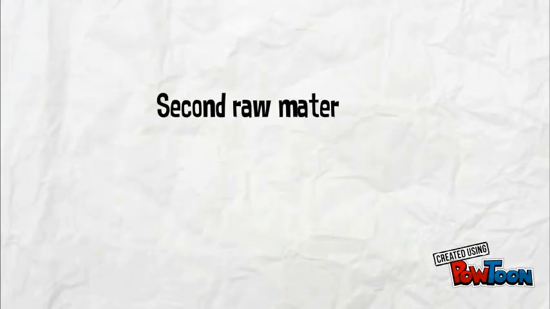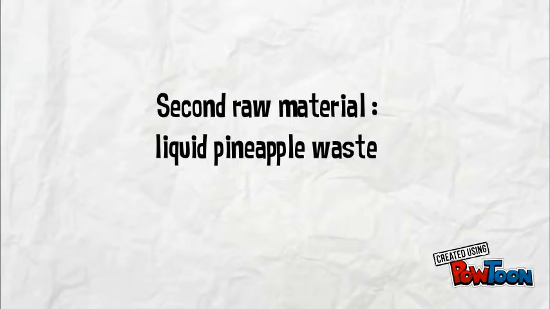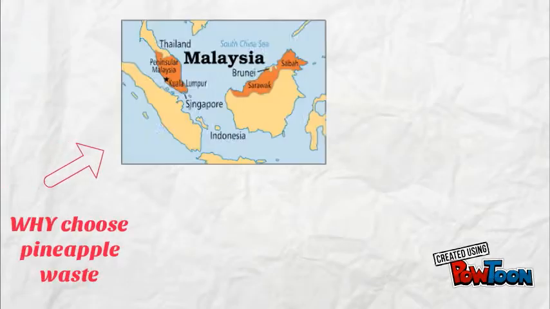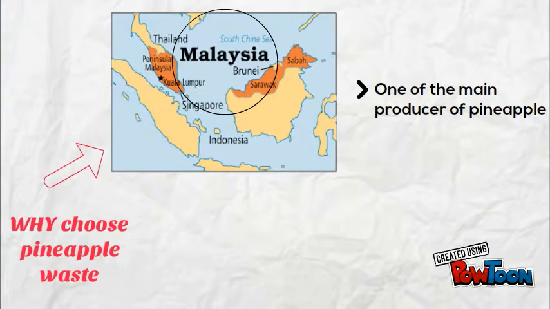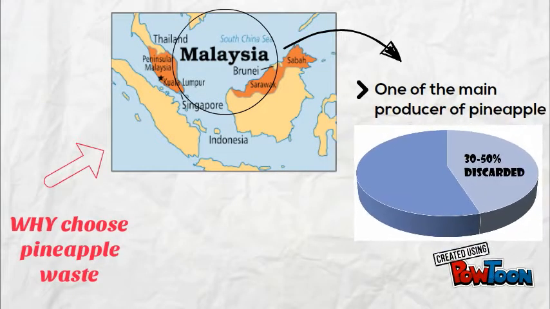The second raw material is liquid pineapple waste. The reason for us to choose pineapple waste is because Malaysia is one of the major producers of pineapple. In Malaysia, about 30 to 50% of pineapple is discarded as waste during pineapple processing, especially in the pineapple canning industry, which produces large quantities of pineapple waste.